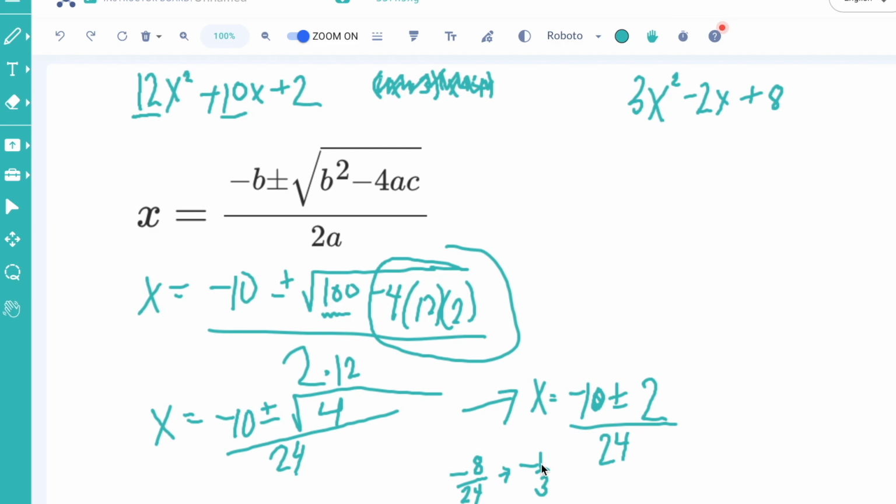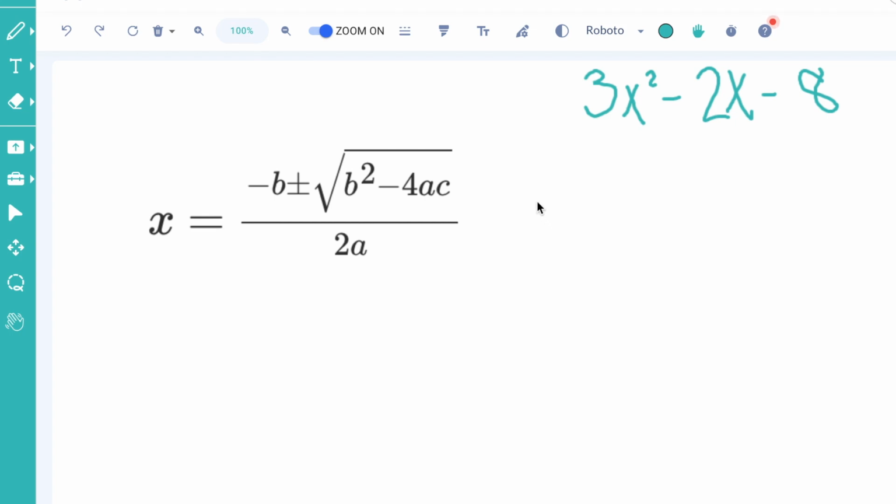So that is one of the x-intercepts. Now let's say we do minus. Negative 10 minus 2 is negative 12 over 24, and that would simplify to negative half. So what that means is if we were to have our graph here, and let's say this is negative 1 and this is positive 1, we'd have one of our x-intercepts at negative half and the other at negative 1/3. Ooh, those are super close together.